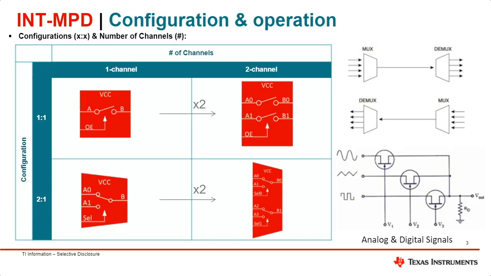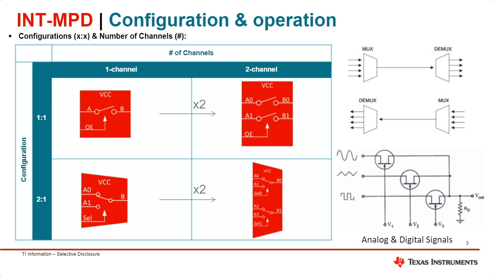So let's start with configuration and operation. As you can see here, this is a multiplexer. You have a single input and a single output, a 1x1. Also, you have a 2x1, with two inputs and one output. This is a 2x1 configuration, and you can separate it into channels. So a 2-channel 1x1 has 2 inputs and 2 outputs, and a 2-channel 2x1 has 2 inputs per channel, so basically 4 inputs and 2 outputs.